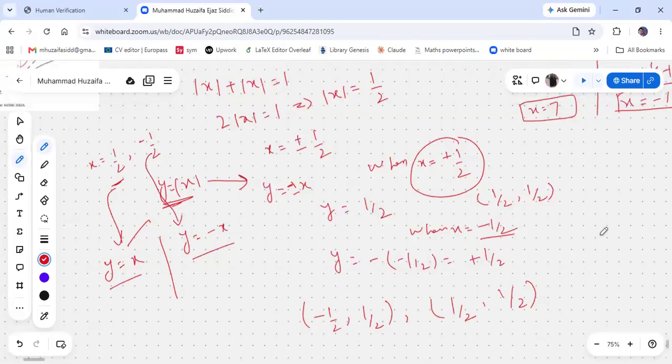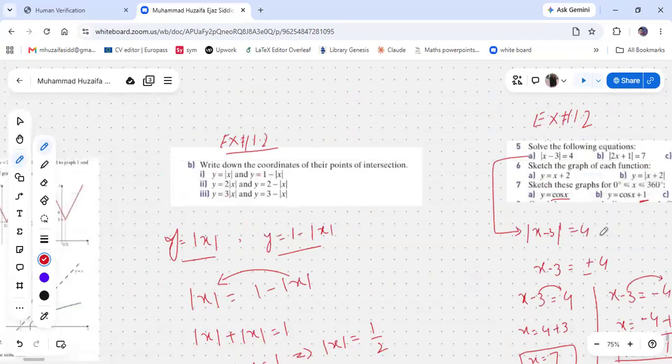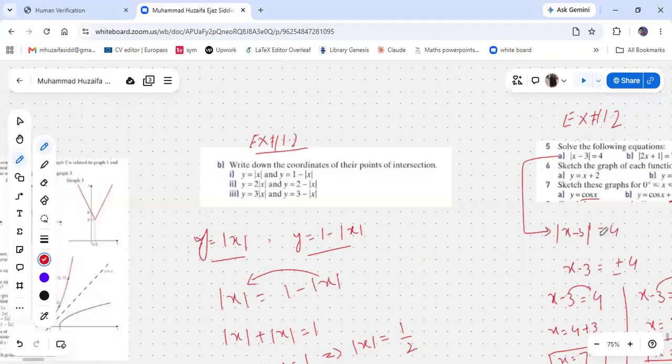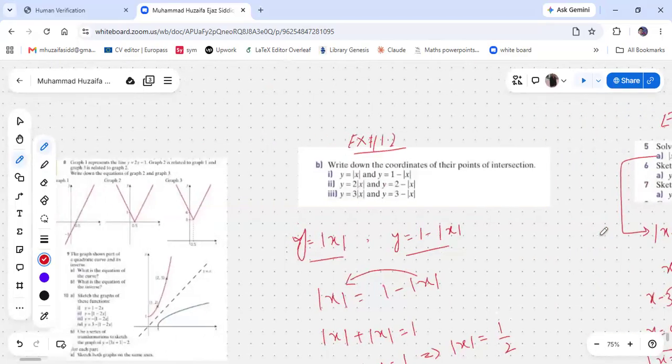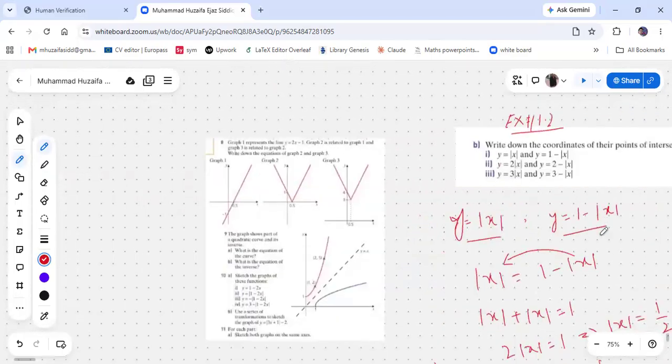And the second and third parts are the same. Can I do it, or can I move to the next part? Yes, you can move on to the next one. After that, I will give you the time.